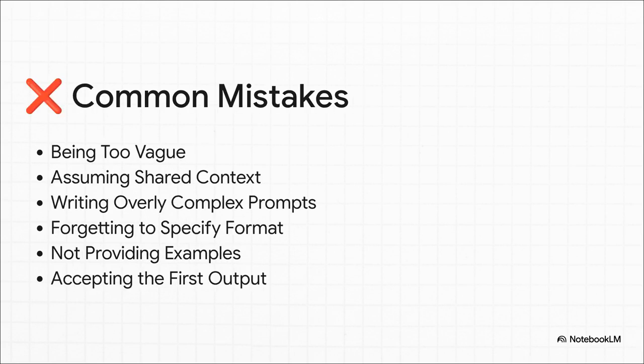And on the flip side, here are the traps you're going to want to dodge. Don't be vague. Don't assume the AI knows what you're talking about. It has zero context about your company's projects or inside jokes. You have to provide that context. And maybe most importantly, remember what we just talked about. Never, ever just accept the first output. Always be ready to iterate.